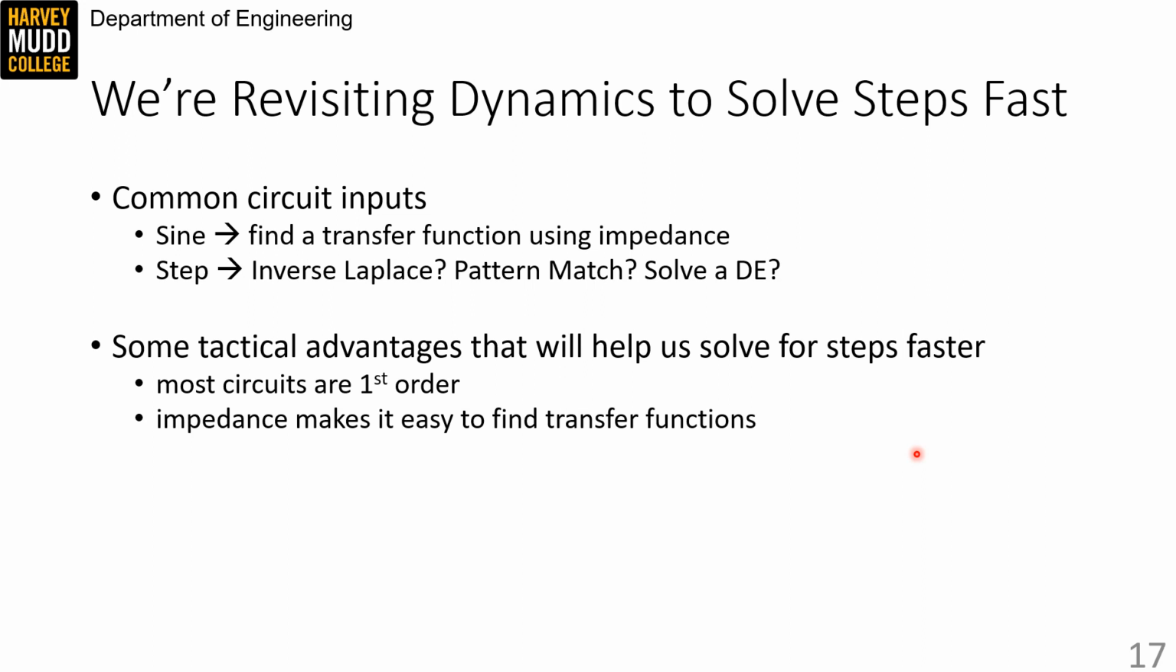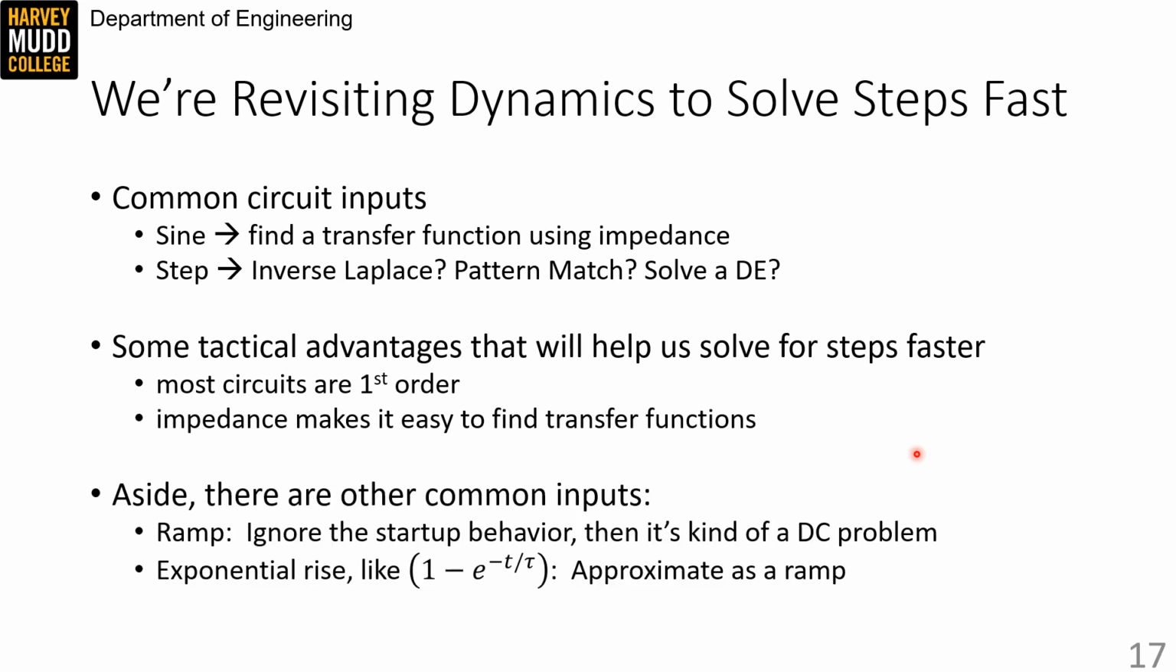First, most amplifier circuits, or other circuits that we're going to deal with in this class, can be approximated as first order. And so that simplifies the type of responses that we expect to see. Second, impedance makes it really easy to find transfer functions. So if we can use transfer functions to quickly identify the distinguishing features of a first order circuit, which are the starting value, the ending value, and the time constant, then we can really easily describe our step responses.